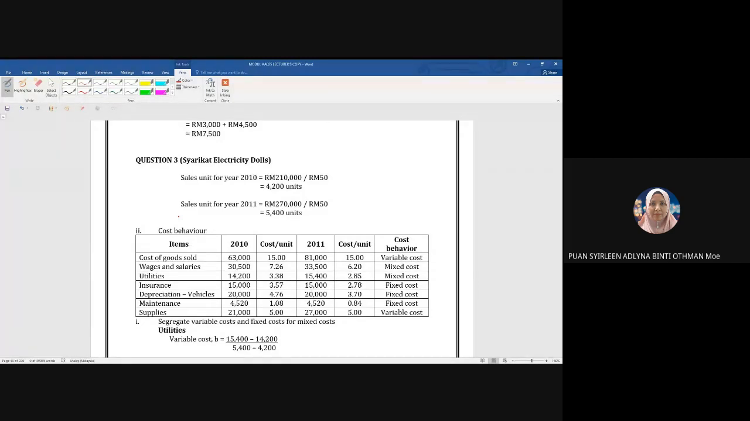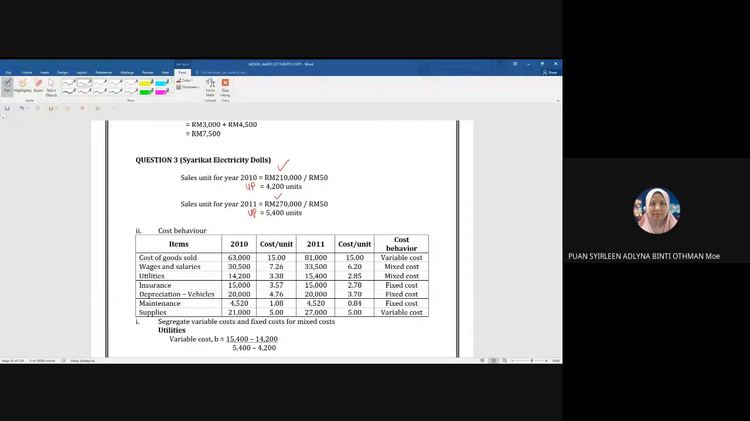Dia bagi kamu selling price per unit RM50 and dia bagi kamu sales untuk 2010, sales dia ialah 210,000 and sales untuk 2011 ialah 270,000. Sebab kita tahu sekarang ni kita kira cost, bukan kira untung. Jadi I want to know how many units I have produced. So saya ambil nilai sales tadi tu, saya bahagikan dengan RM50. So untuk 2010, my unit produce is 4,200, whereas for 2011, my unit produce is 5,400.